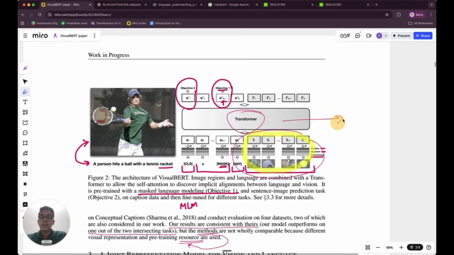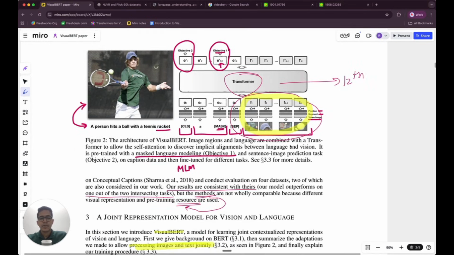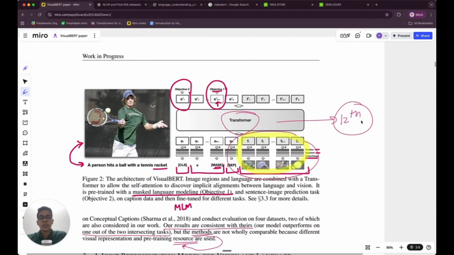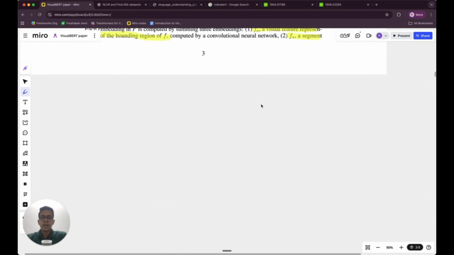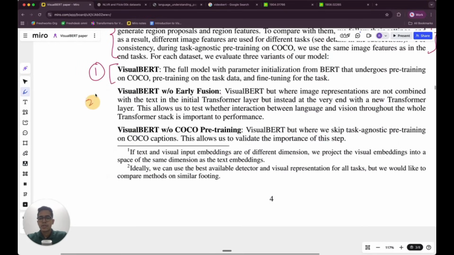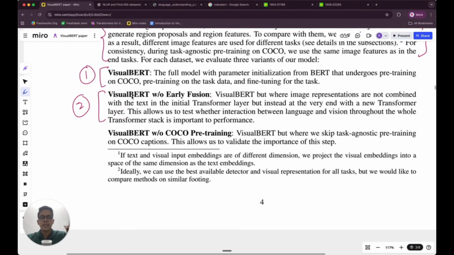But maybe this is the 12th layer of the transformer. How do we know in the previous 11 layers both text and image are fed? Here I'm not talking about the multi-heads, okay? This 12, please don't get confused with the attention heads in the multi-head. Here I'm talking about the number of transformer layers in series. So this VisualBERT without early fusion refers to a model where the image is only provided at the end, at the last transformer layer.